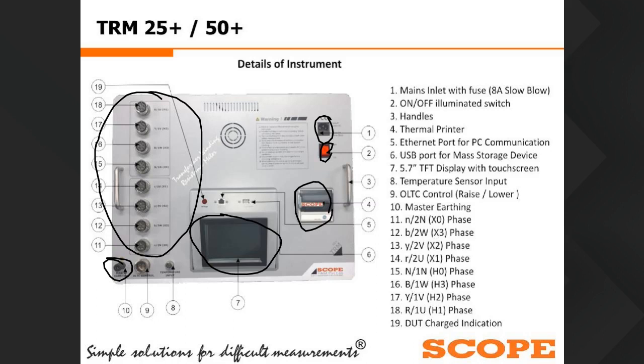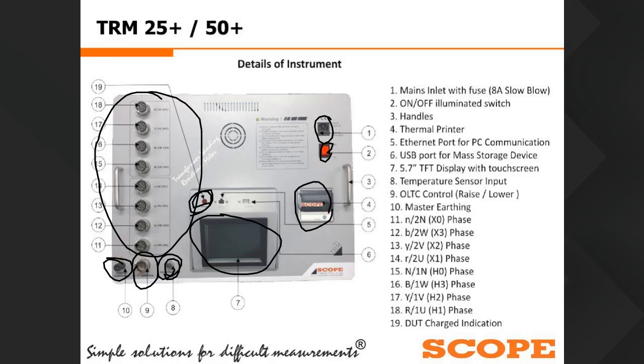Then, as I said, the instrument is able to operate the OLTC in an automatic way. The OLTC cable needs to be connected here, and this other point needs to be connected to the transformer OLTC control box. Then the temperature sensor cable needs to be connected here. Then we have provided the DUT discharge indication here. After the discharge, this LED will blow.